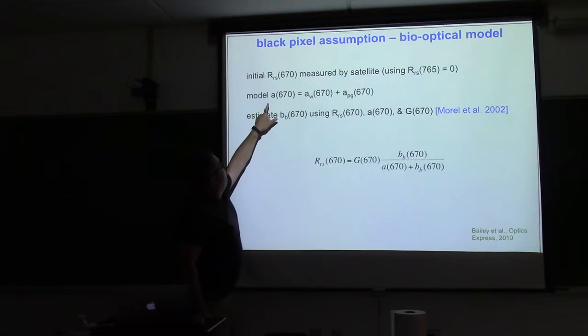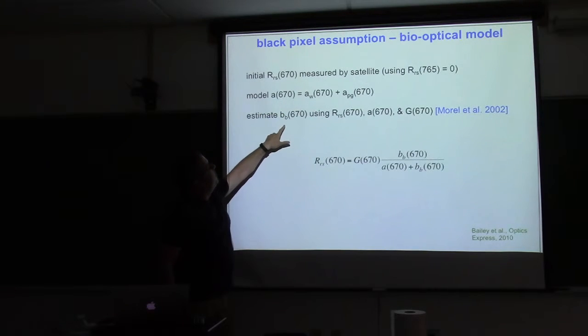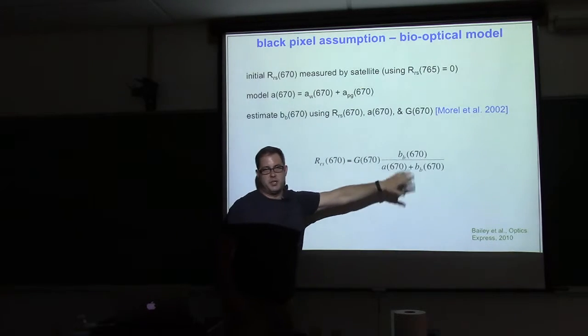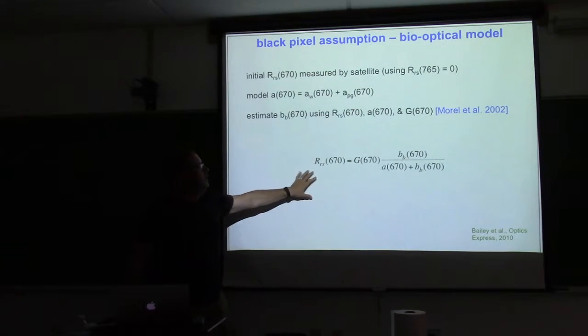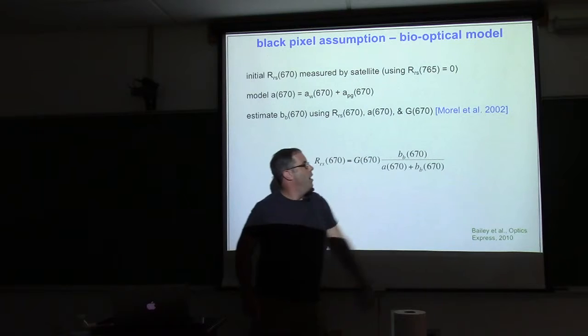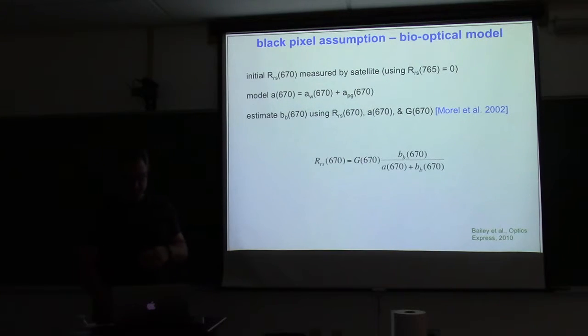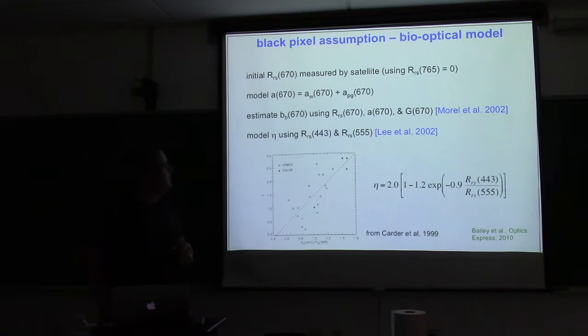So we have a guess at this, we have a guess at this, and so we can now invert this equation to come up with a guess at backscattering at 670, okay? And you've seen this expression probably a few times by now. This term comes from Morel 2002, calculated again using chlorophyll and some lookup tables that take into account solar and sensor geometries.